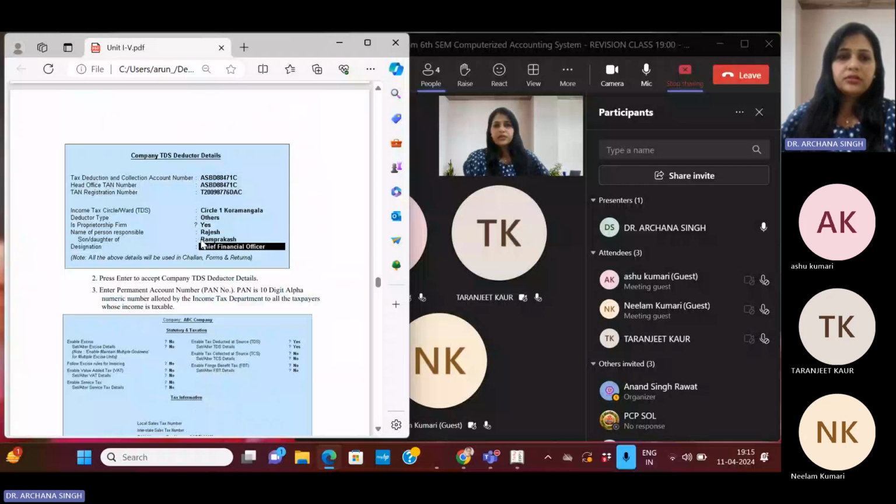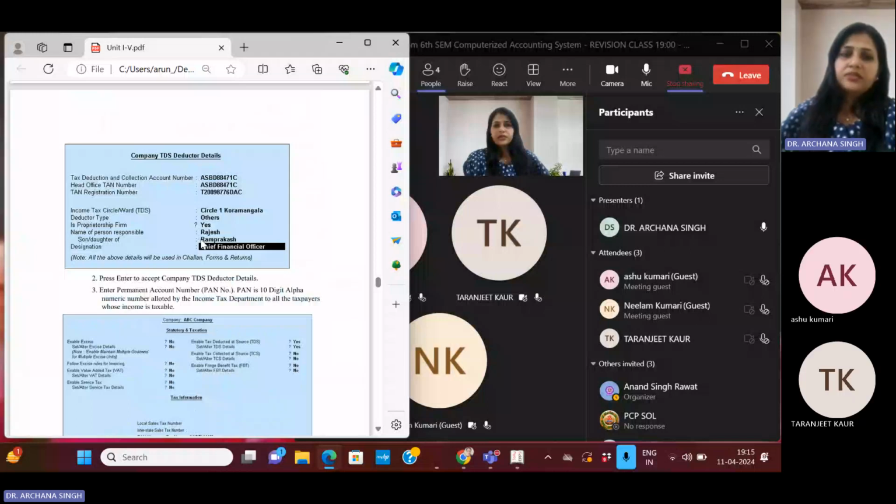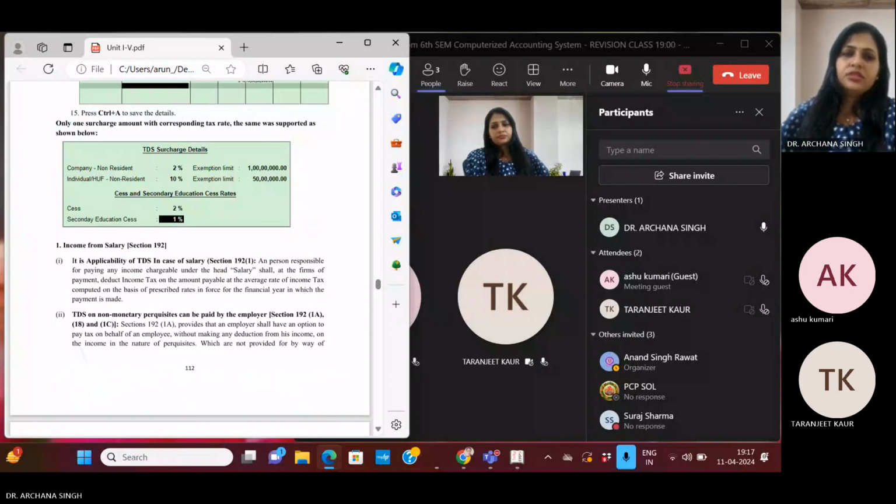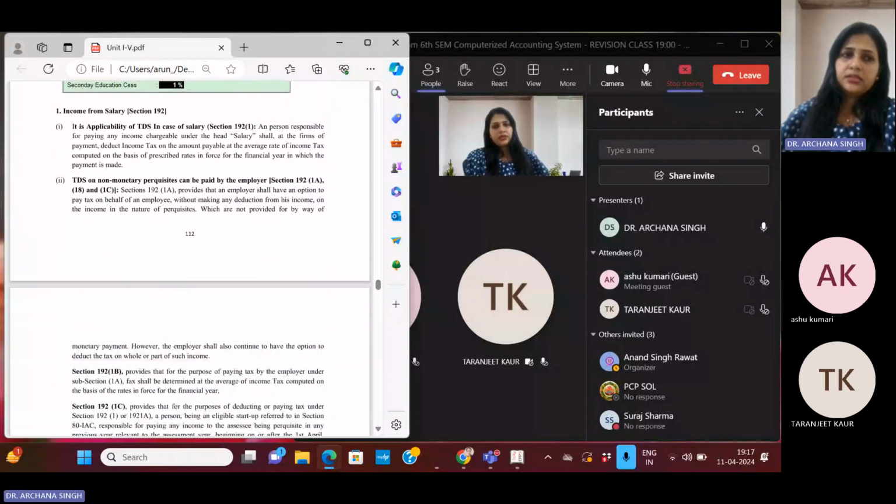Only one surcharge amount with corresponding tax rate. The same was supported as shown below. जैसे कंपनी नॉन रेजिडेंट है 2% है, इंडिविजुअल HUF नॉन रेजिडेंट है 10% है, उनकी एग्जाम्पशन लिमिट ये है, तो सेस 2% एंड सेकेंडरी एजुकेशन सेस विल बी योर 1%. So this was about TDS.